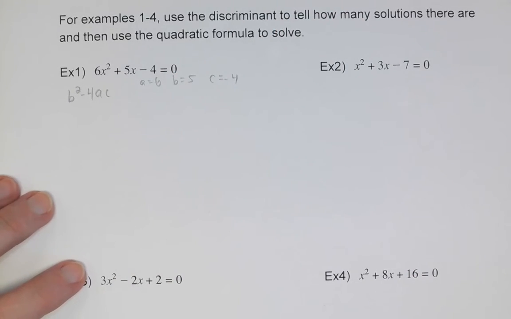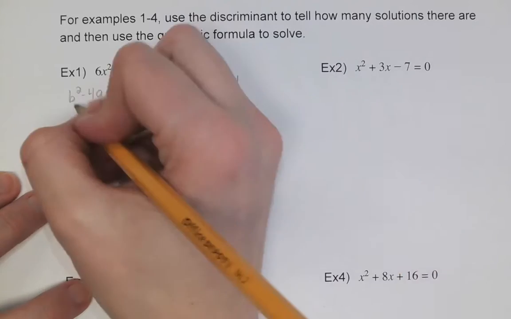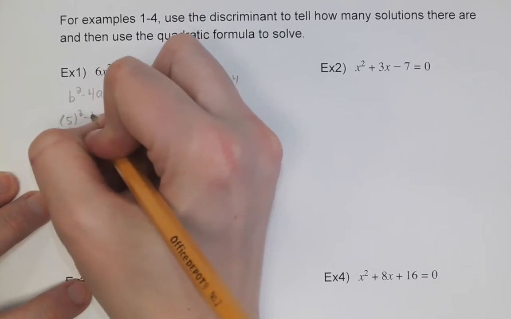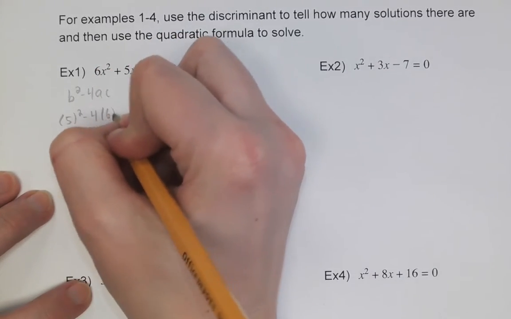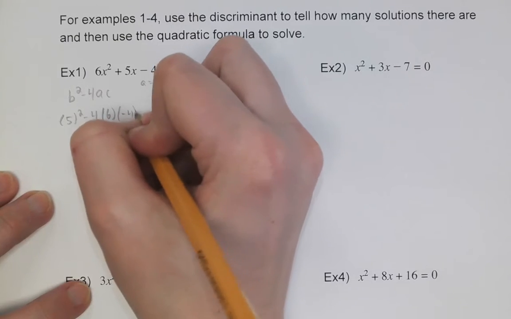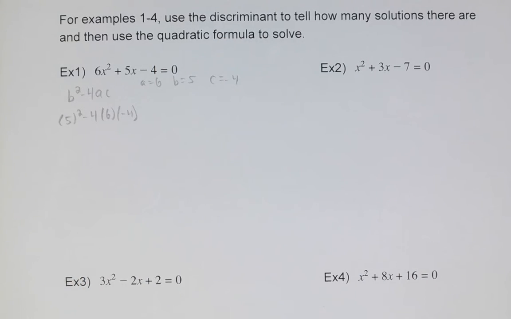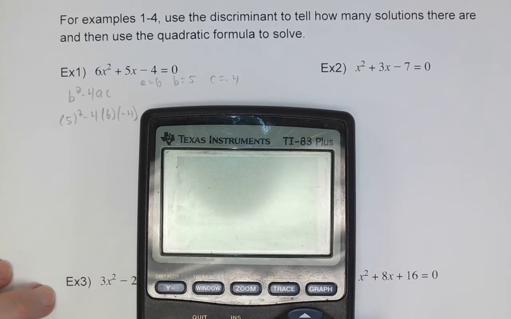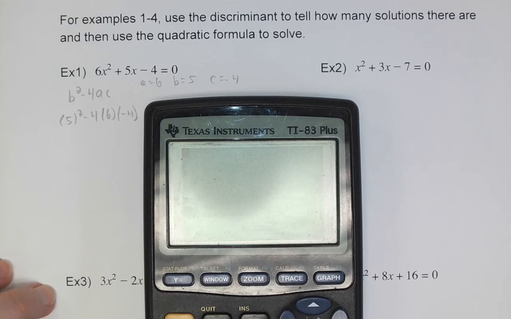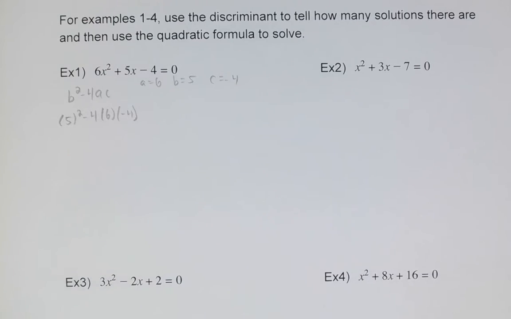So I'm going to plug these in. Make sure you plug stuff in parentheses. So I'm going to have 5 squared minus 4 times 6 times negative 4. Again, this is where you should just pull out your calculator and type it in, because I don't want you making little mistakes. I'm just going to type it in just like this. So I get 121 for my discriminant.